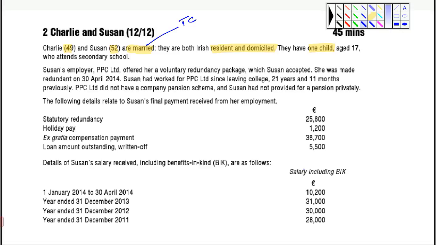That's what that first sentence gives me in the main. Maybe there's something else in relation to the child. Not sure yet because I haven't read down the question further.